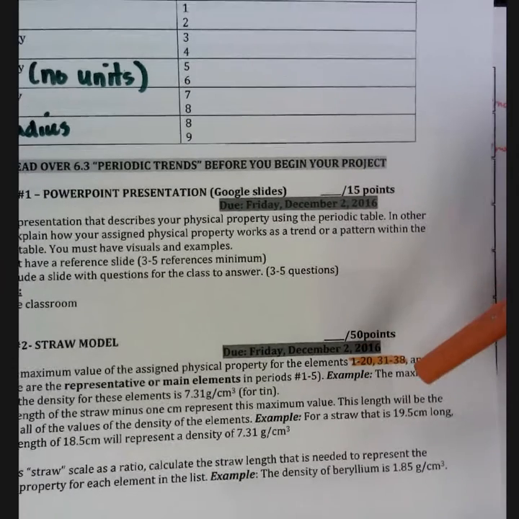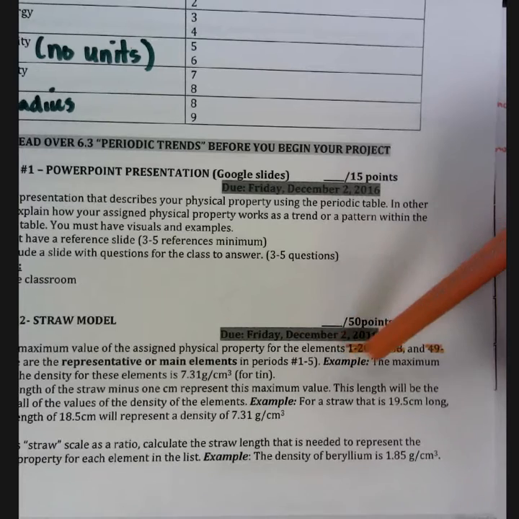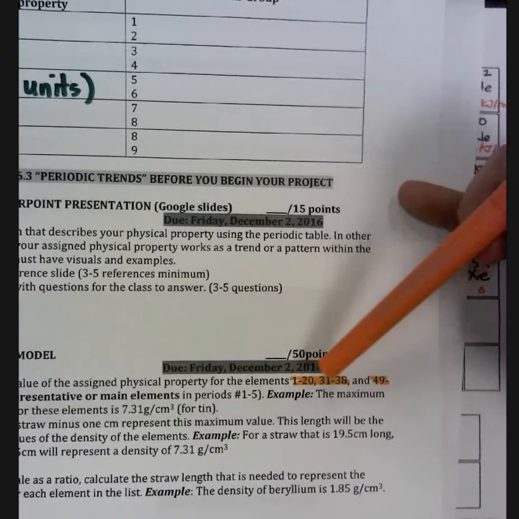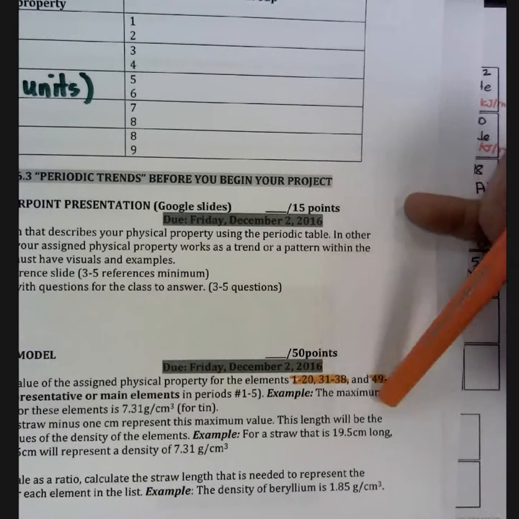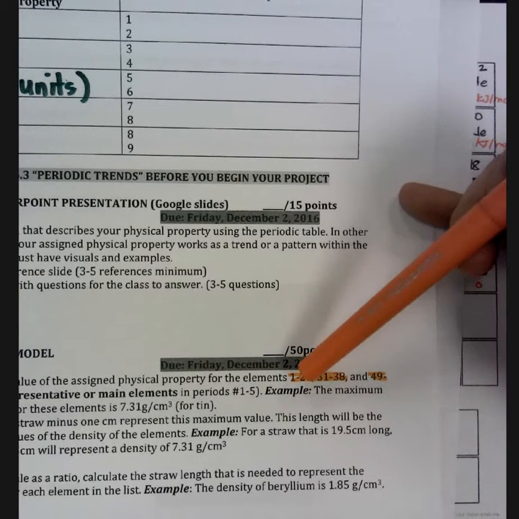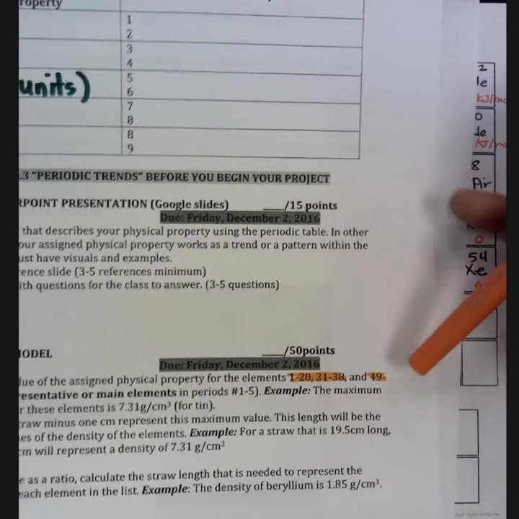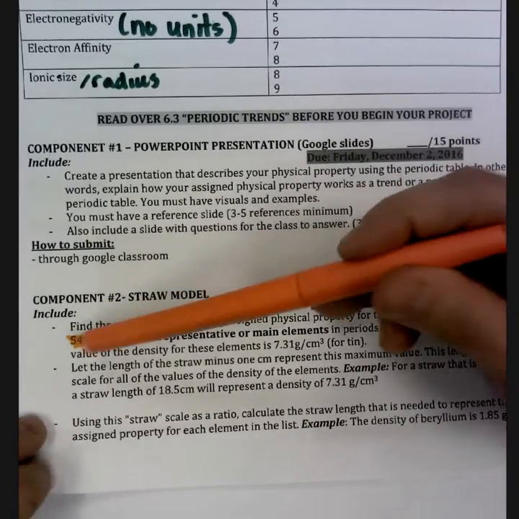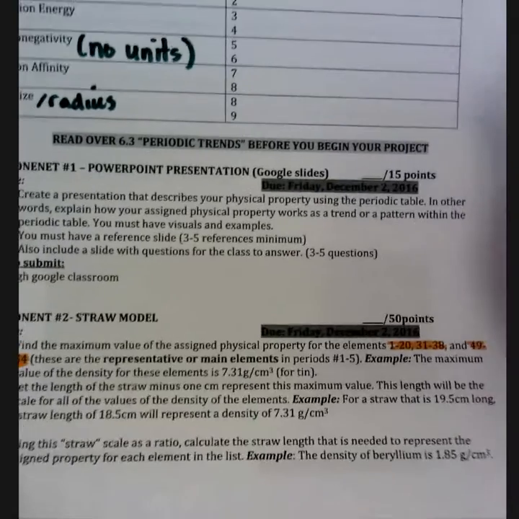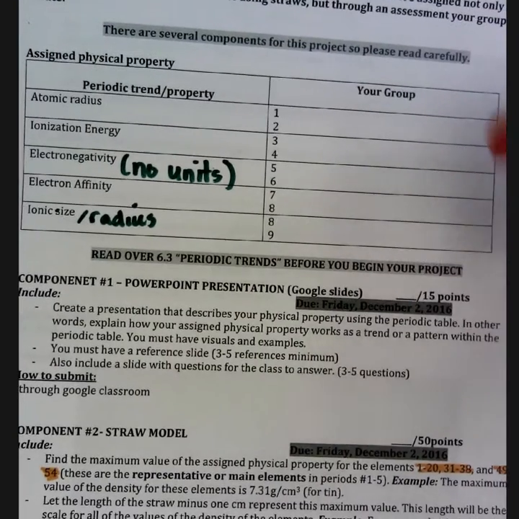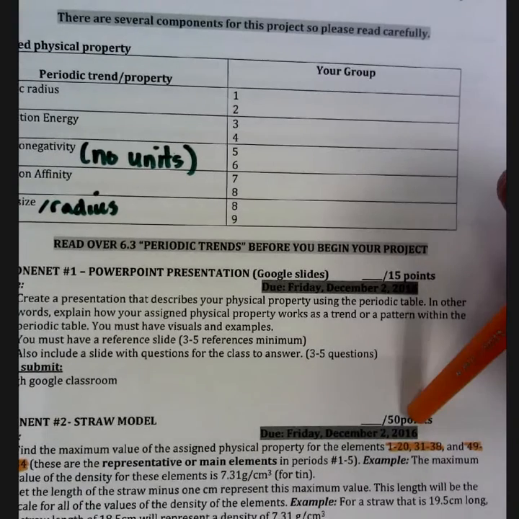So basically, you're going to find values depending on your property for the elements 1 through 20, where 1 through 20 represent the atomic numbers, and everything in between, 31 through 38, and then elements with atomic numbers 49 to 54. Okay, that's what we're looking at. So where are you going to get these values from? Well, you're going to have to research and go online.